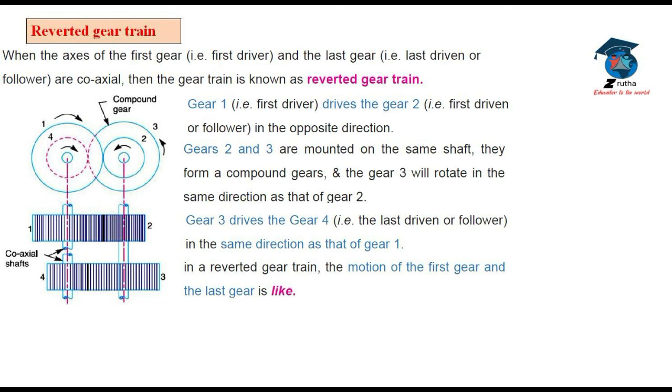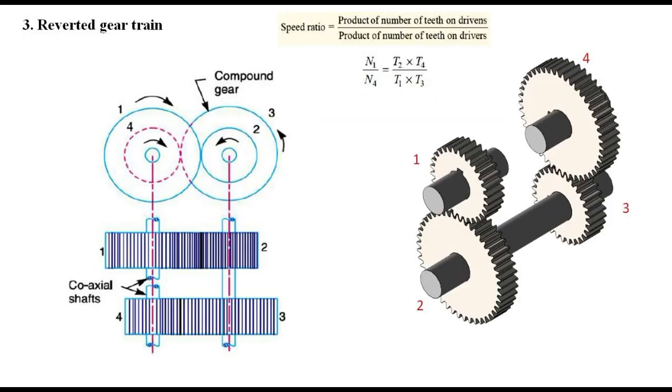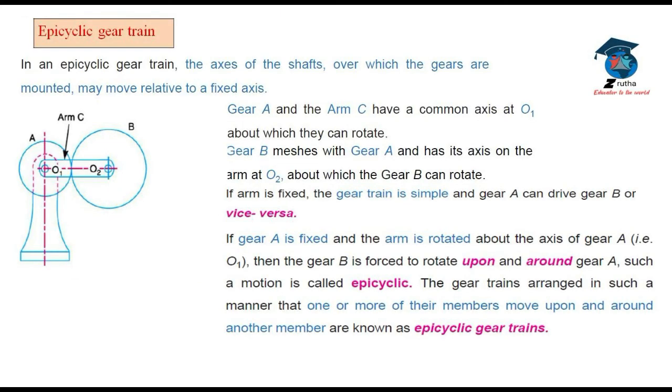When the axes of the first gear and the last gear are coaxial, as shown in the figure, the gear train is known as a reverted gear train. In this, the motion is transferred from gear 1 to gear 2, from gear 2 to gear 3 and from gear 3 to gear 4 in a reverted manner, instead of directly from gear 1 to gear 4. In this case, gear 2 and gear 3 are mounted on the same shaft, running at the same speed. This type of gear train can normally be seen in automobile gearboxes.